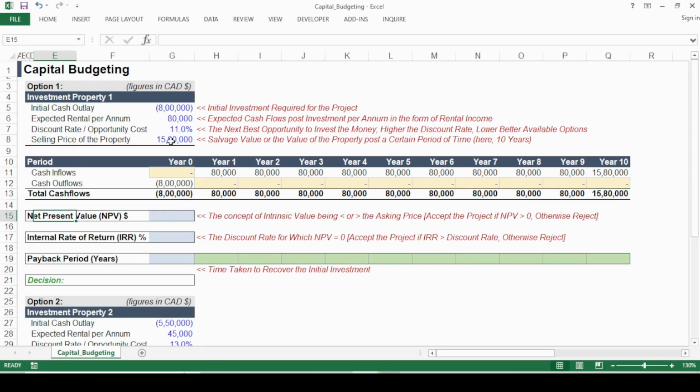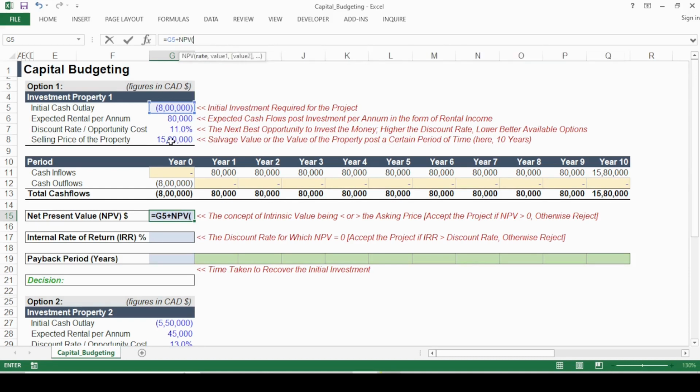Now, in order to calculate the net present value, which is nothing but the initial cash outlay less the present value of the future cash inflows, I will first of all go to the initial cash outlay, then I will add it. So I'm using the positive sign here because the initial cash outlay is already a negative. So plus the NPV.